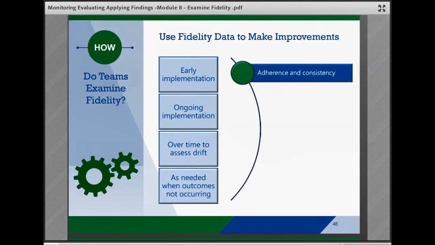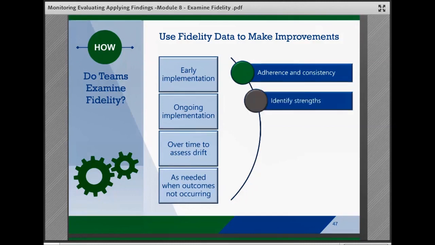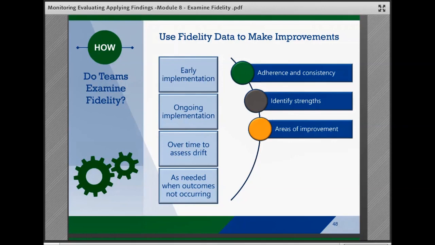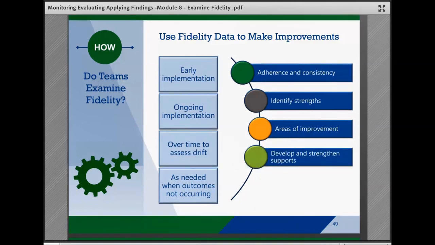Teams can then further analyze fidelity data to understand whether the intervention is being implemented as intended and consistently across sites, to recognize strengths that they can build from, to identify areas needing improvement and assess underlying causes for a lack of fidelity. For example, is it a lack of the needed knowledge or skills among service providers or worker overload? To develop plans for strengthening implementation supports, for example, training, coaching, additional practice guidance, or other supports.